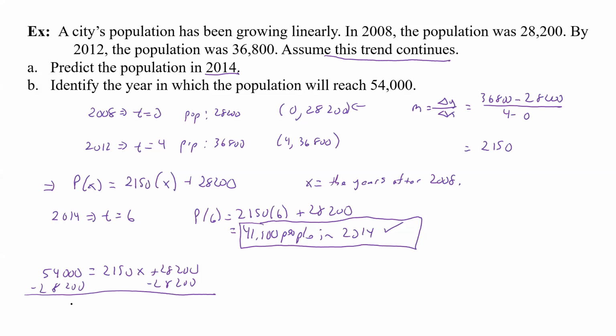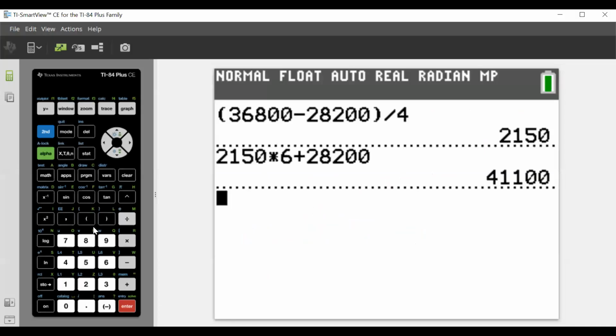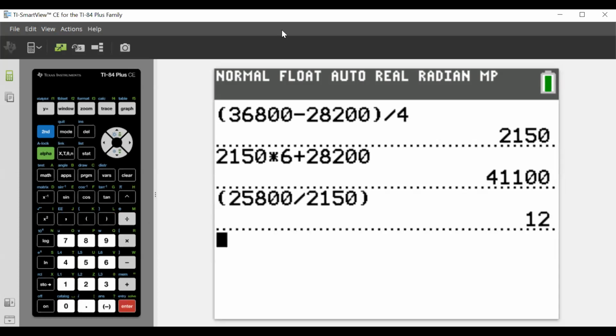And so then we'll get 25,800, it looks like, equals 2150x. Now we'll divide by 2150. And so then x is going to be, and if we do that over here in our calculator, 25,800 divided by 2150. And that's 12. So in 12 years.